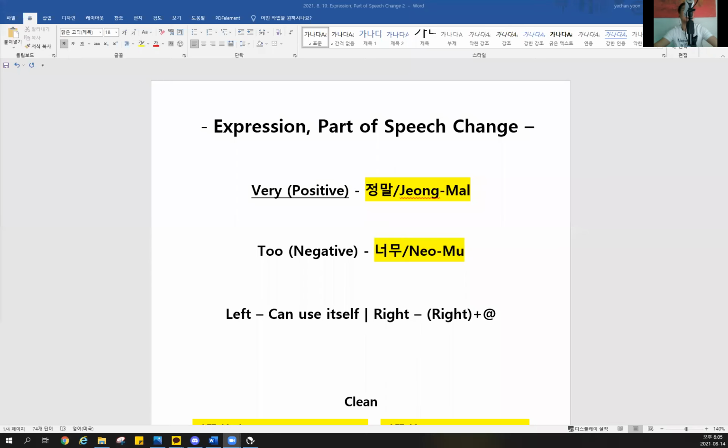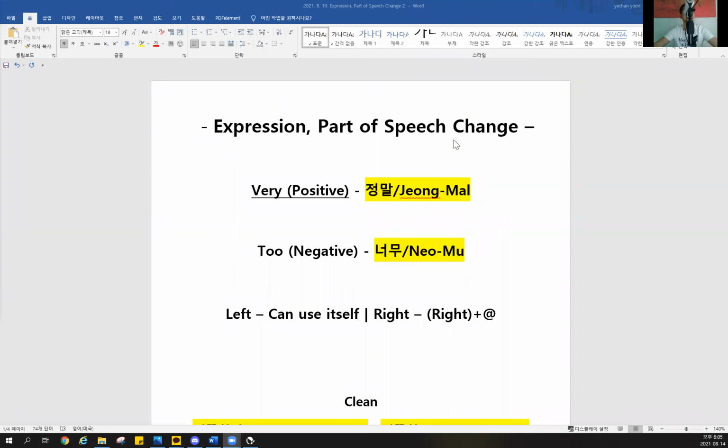All right, so we're going to learn about the expression and the part of speech change for today, the second version. Okay, because there are a lot of different kinds of expressions, so we're going to learn from today. So you guys ready? Hope you're not confused and keep following well. All right, then I'm going to share the screen right now. 3, 2, 1. Let's get it. All right, there we go.